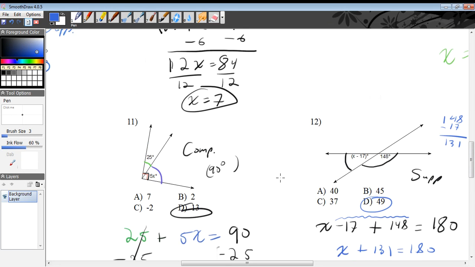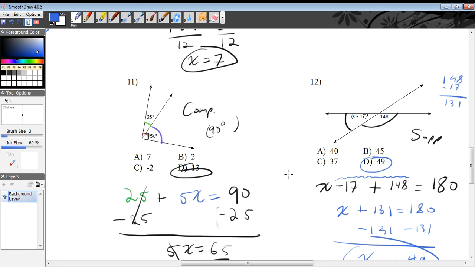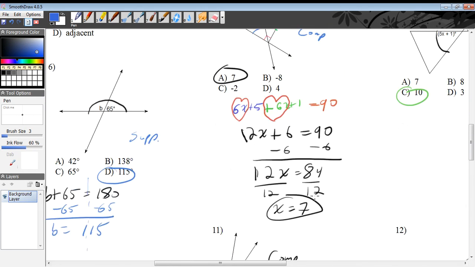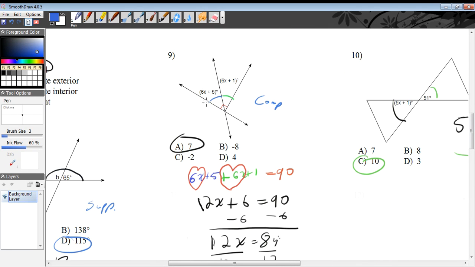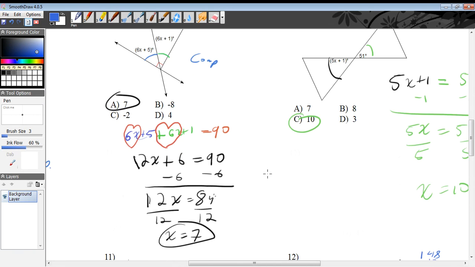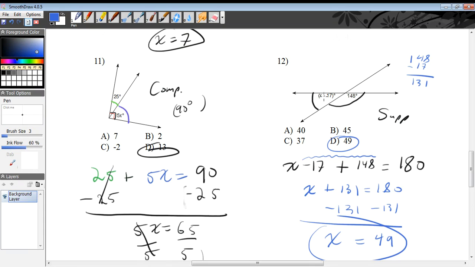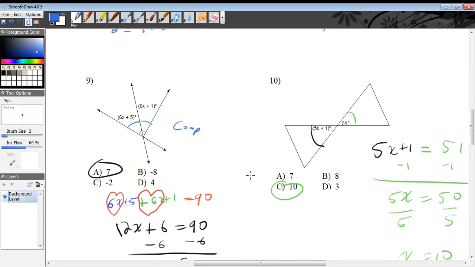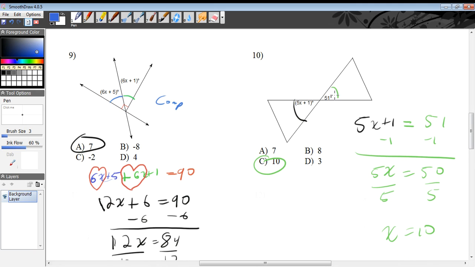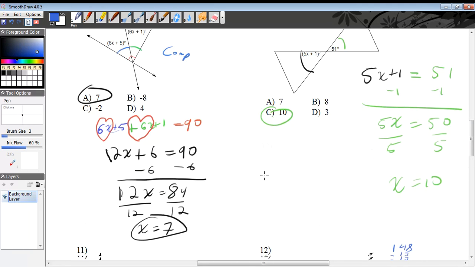All right, so this combines every type of skill you need to know. If they're complementary, add them together and set them equal to 90. If they're supplementary, such as this, set them equal to 180, and then solve for x. And if they're vertical, just set them equal to each other.